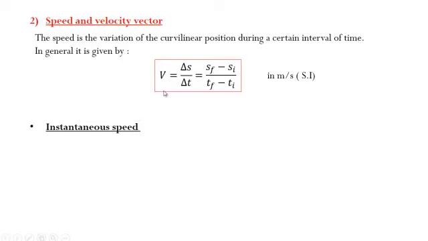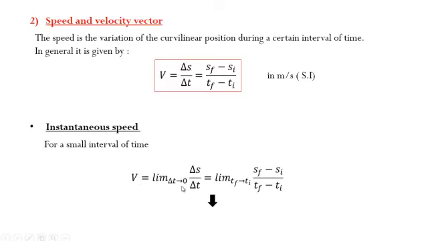If you want to talk about an instantaneous speed, then in this case this interval of time must tend to 0. This is how we write it: v equals the limit when delta t tends to 0, which becomes ds over dt, and this is what we call the derivative of s. Then v equals s prime, the derivative of the curvilinear position.